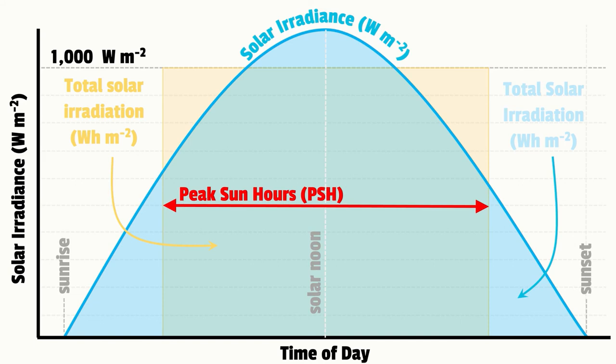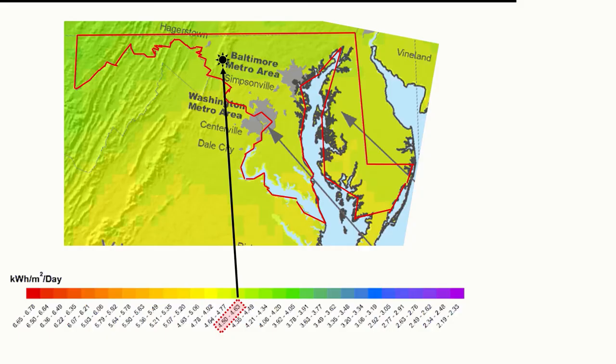And you can easily evaluate the peak sun hours from an irradiation map. For example, we can see that Keedysville, Maryland receives 4.5 kilowatt hours per square meter per day. Since the peak solar radiation is 1,000 watts per square meter, the number of peak sun hours is numerically the same as this daily solar insolation. Hence, we can say that Keedysville, Maryland receives 4.5 hours per day of peak sun.